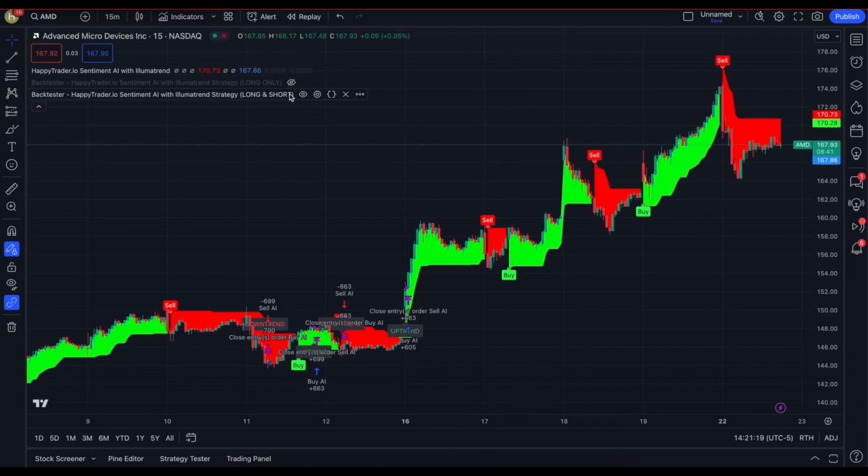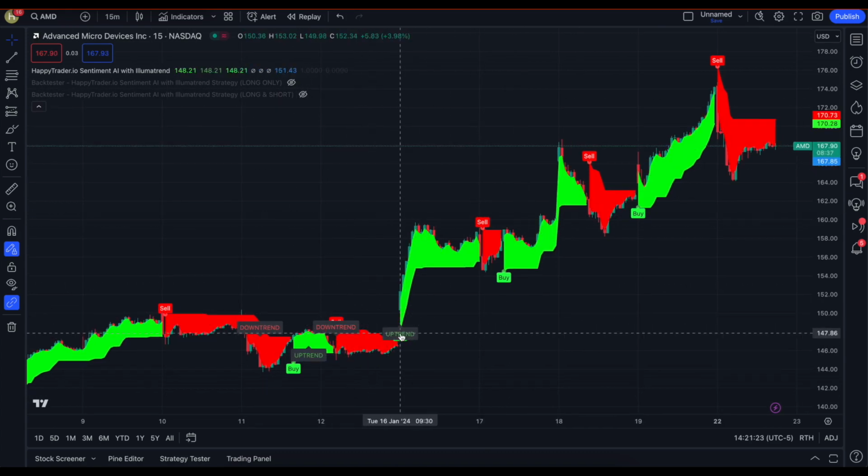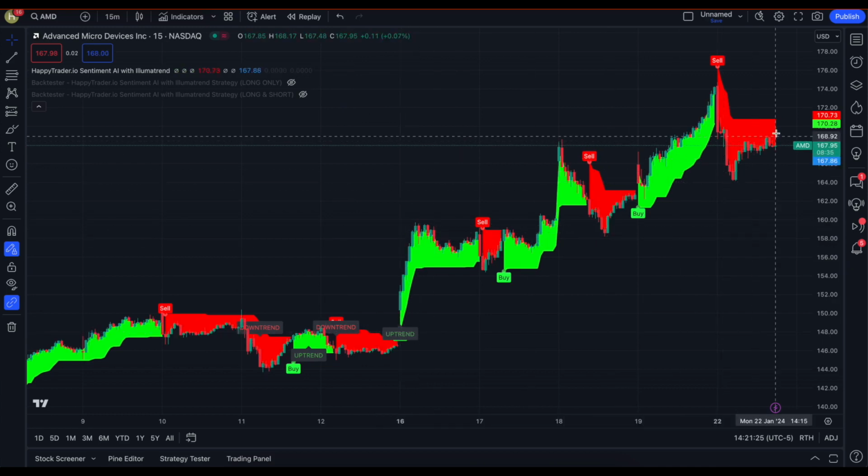We'll go ahead and remove our back test so we can just see our indicator in its full glory. And you can see this beautiful current uptrend signal for 2024.